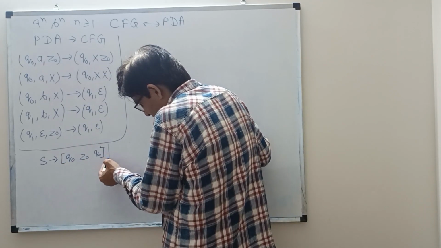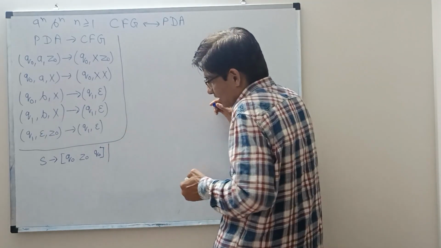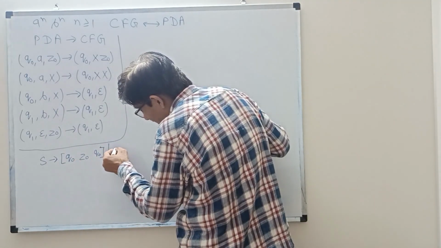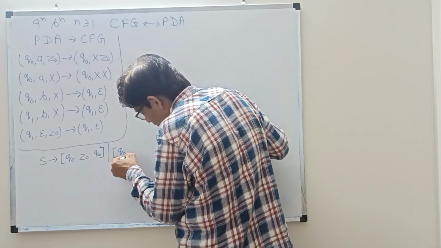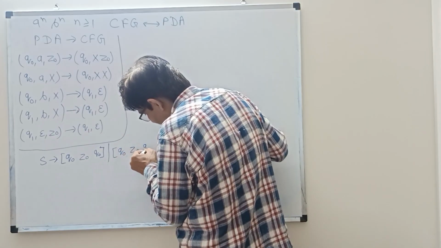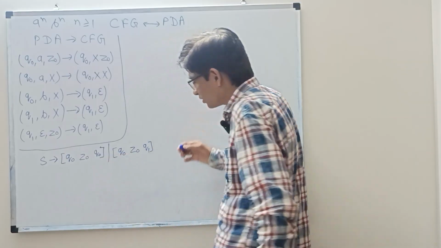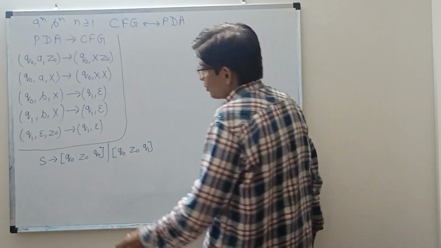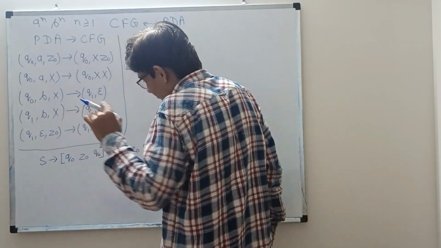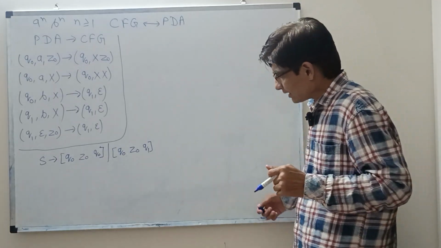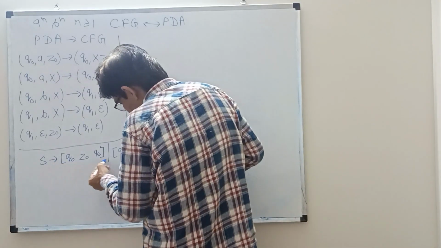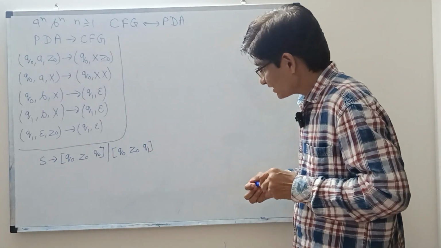So that different production I can represent with the help of this bar, and then it can have Q0, Z0, and Q1. So these two productions will be there for the start variable. As we have only two states here, one by one at the last position we will push all the states, and we will create that many productions of the start variable. So these two productions are there for the start variable in this particular example.